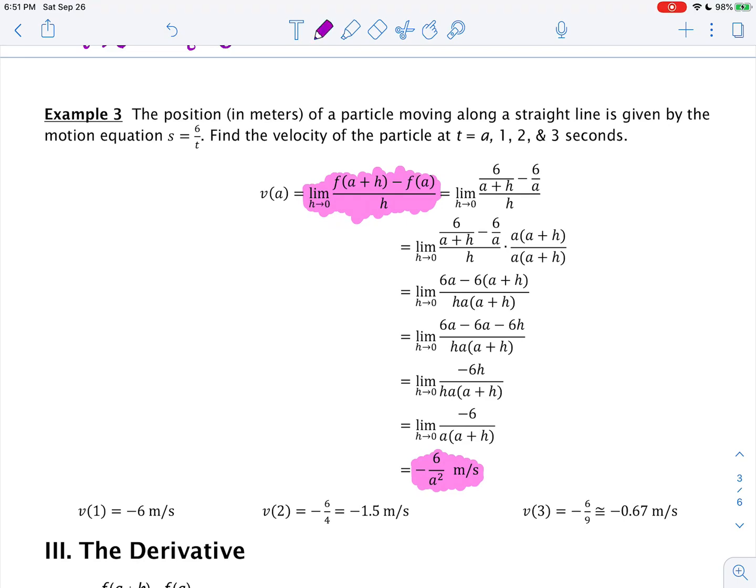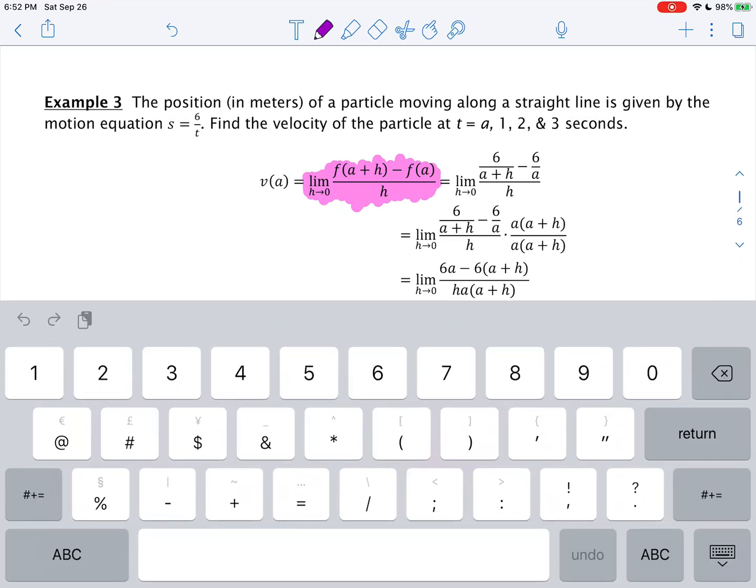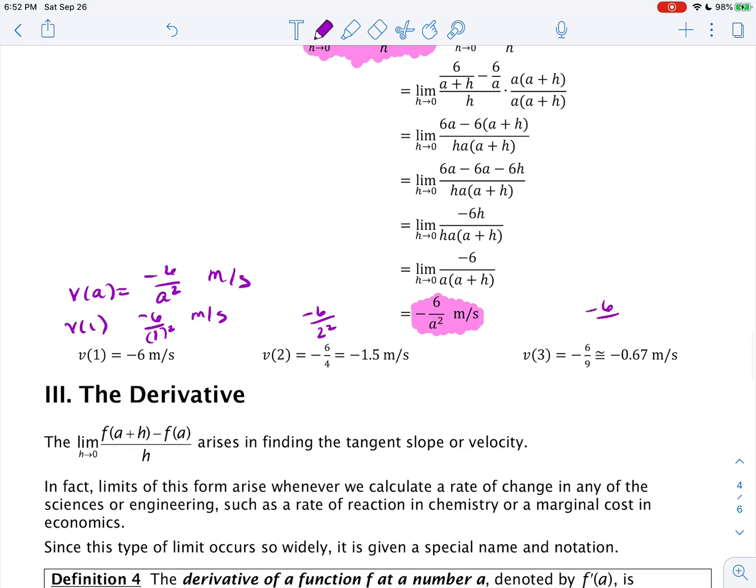And then you can just use that example for v of 1, right? Because if we have v of a equal to minus 6 over a squared meters per second, then we're going to get minus 6 over 1 squared meters per second. And you can see that it's easier to just find 1s, 2s, and 3s. Good? Because here this would be minus 6 over 2 squared, and in this case this would be minus 6 over 3 squared. And I think they made a mistake here because this would be, oh no, 9, that's right.